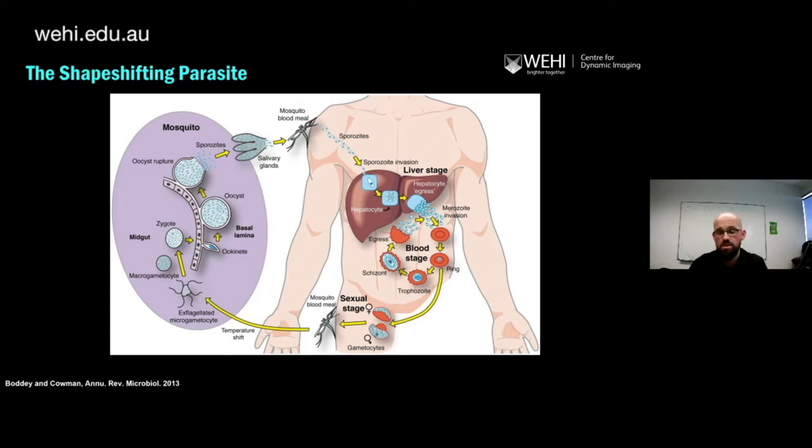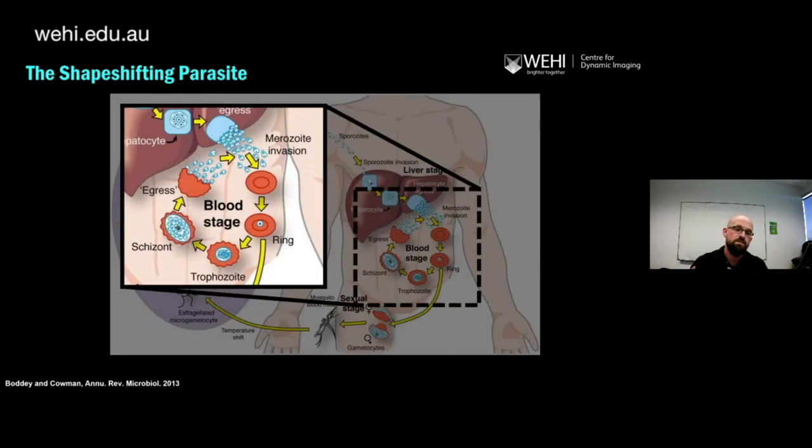It's a very complex life cycle occupying two different hosts, the human and the mosquito. And an area of really intense research, particularly here at WEHI and in the broader field, is the asexual blood stage. This is primarily because this is the point in the disease when someone would present with symptoms. So it's a very critical target for therapeutic and vaccine development.